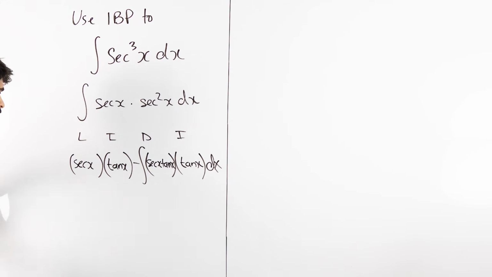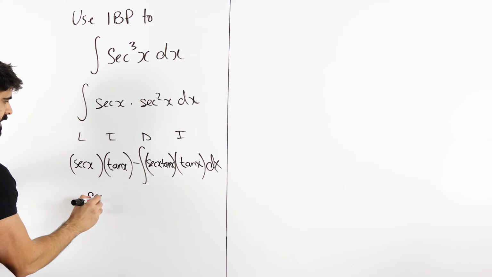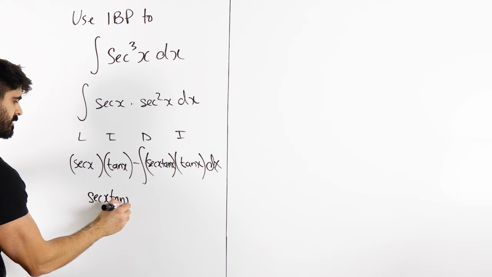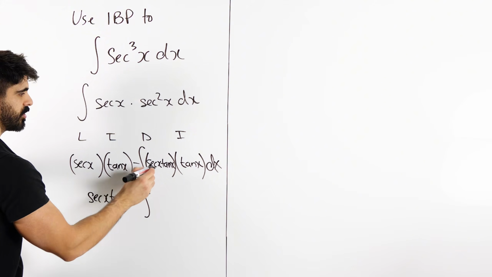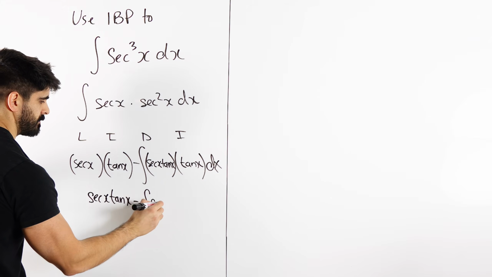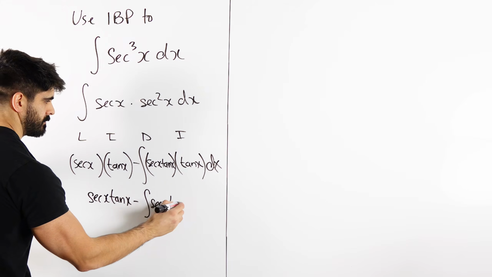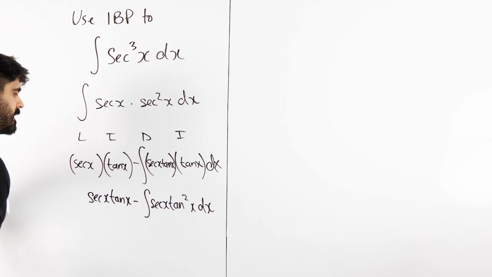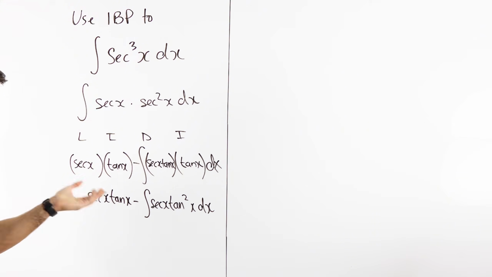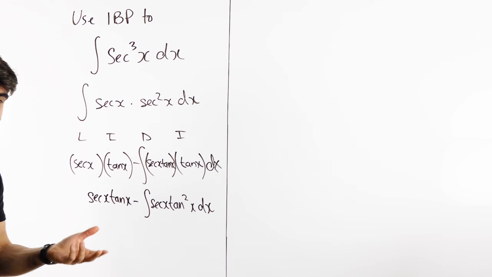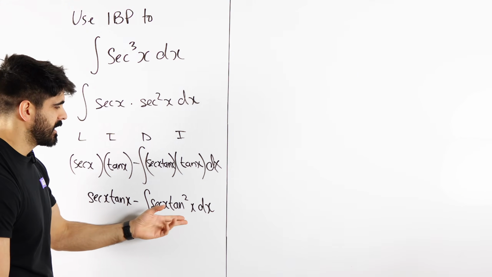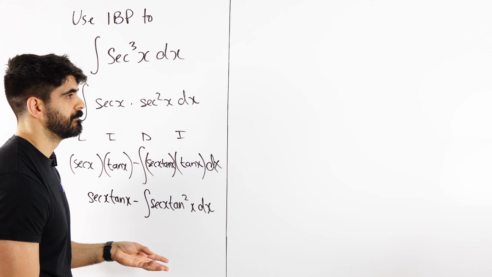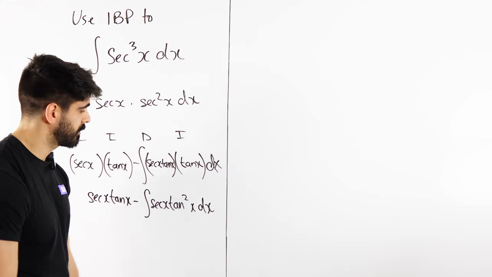Okay? So what are we left with? We're left with sec x tan x minus the integral of sec x tan squared x. Okay? That's a bit of a weird one. I mean, how do we integrate something like this? Could we potentially use a guess? Maybe. I mean, it kind of looks like a power function, okay?